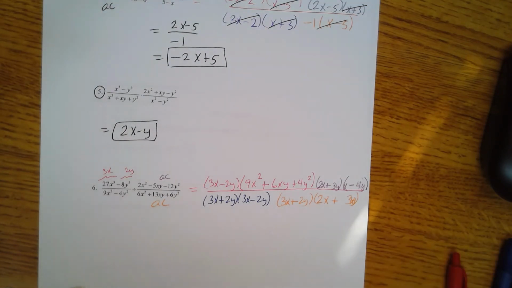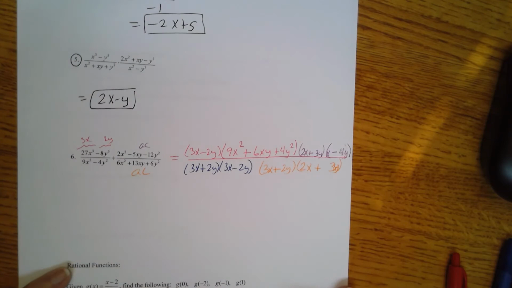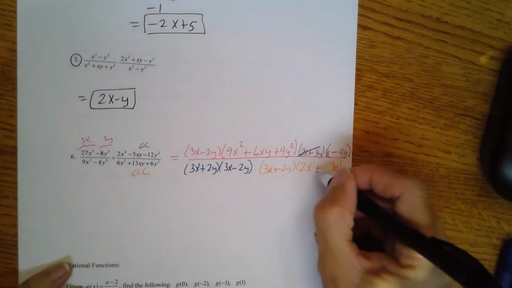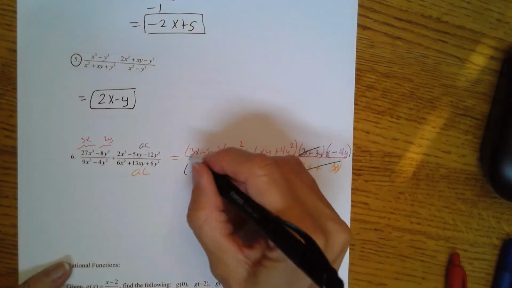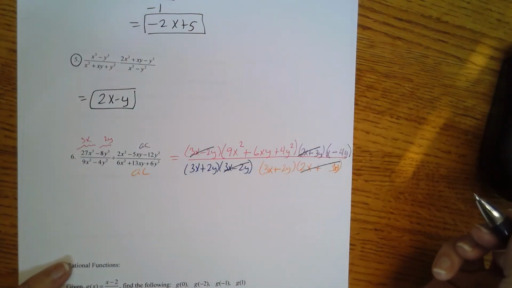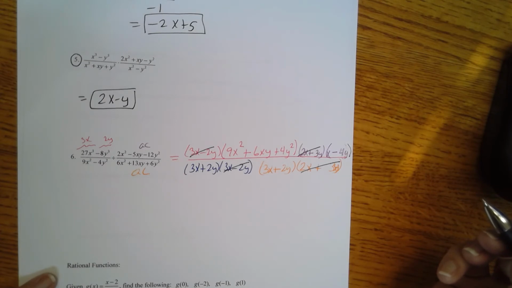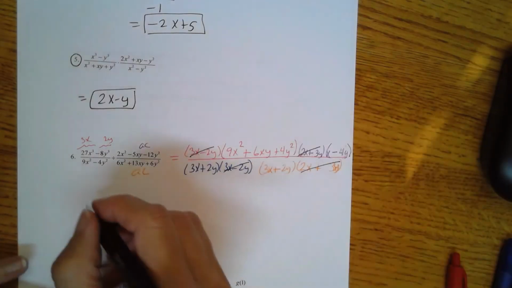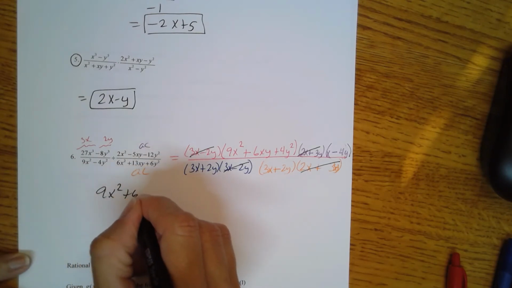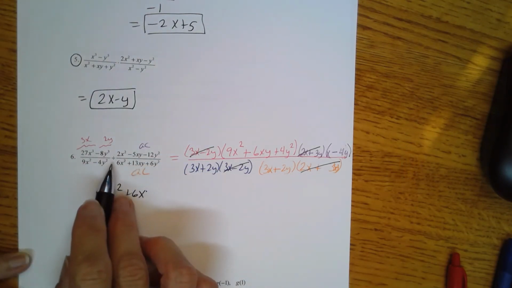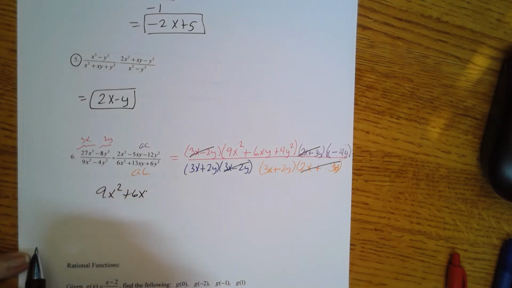Now we're going to divide out any common factors that appear on top and bottom. We have a 2x plus 3y. We have a 3x minus 2y. And it looks like that might be about it. So we're going to have a lot left over here. So on top, we're left with a 9x squared plus 6xy. Oh, that's why. I need to change division to multiplication and flip.